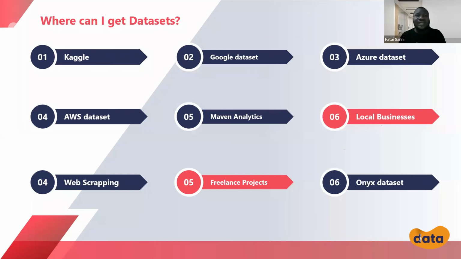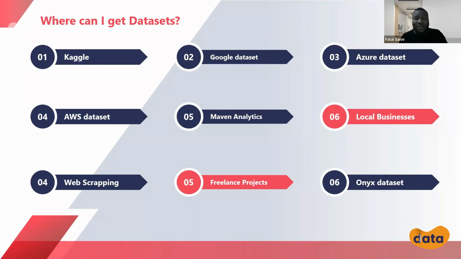First of all is Kaggle. I want to believe every single person on this call knows Kaggle. There are projects there that you can jump on, get their data, and use it to build your own project. There's also Google Dataset Search. If you go on Google right now and just type Google dataset, you're going to see a lot of data sets that you can work with to build your own project. There are also cloud platforms like Azure, AWS, and Google Cloud. All of these platforms also have a lot of big data that you can use to build your own project.